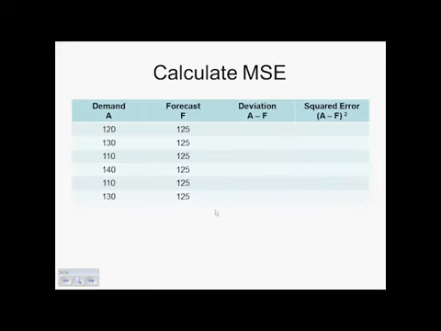So if we go to calculate our mean squared error, we're using the same information we had before. We're going to take our 6 time periods again. We've already figured out the deviations, A minus F: negative 5, 5, negative 15, 15, negative 15, and 5 from our different time periods, and we now need to square that.